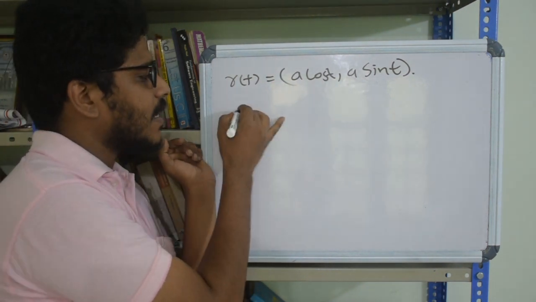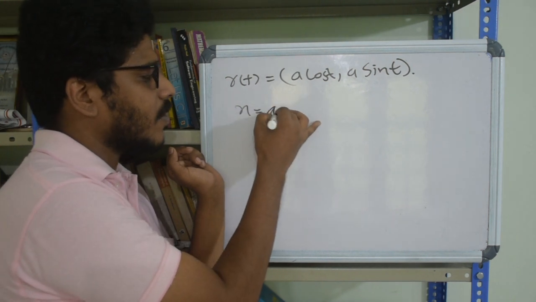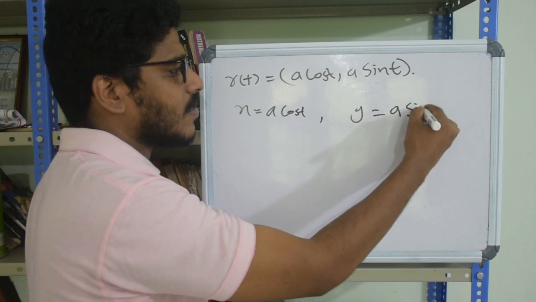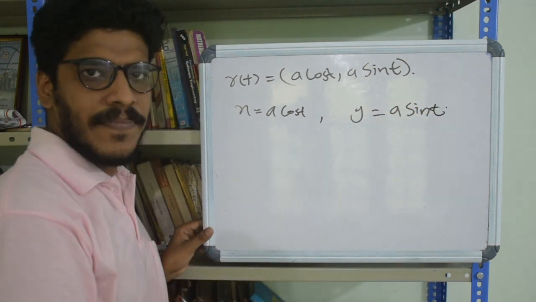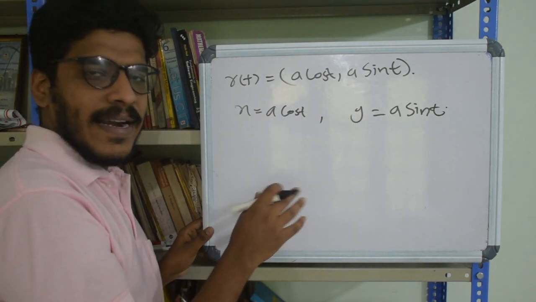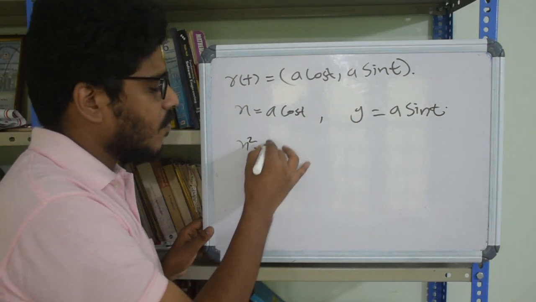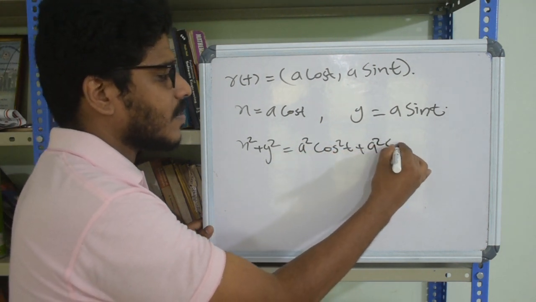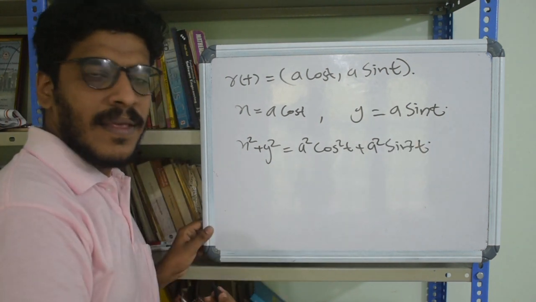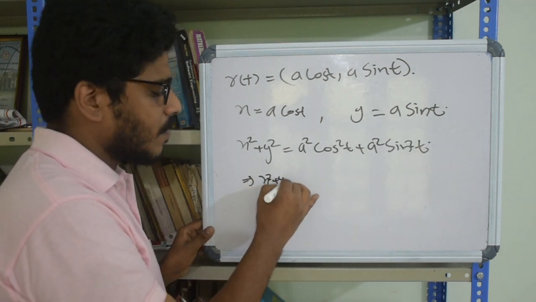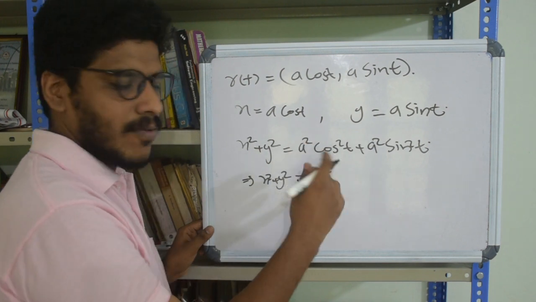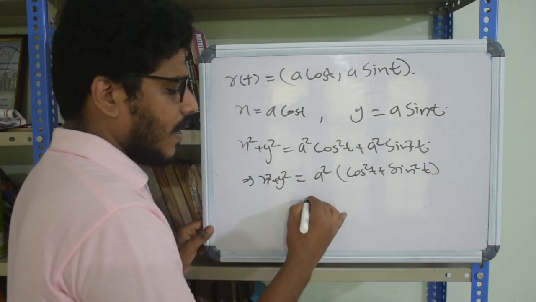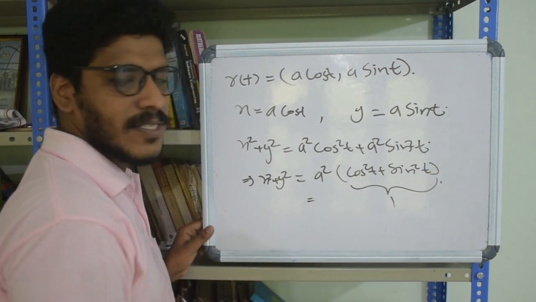We have seen that we identify x with the first coordinate component a cos t, and we have the second component identified with the second coordinate a sin t. Square them both and add them. What is x square plus y square here? a square cos square t plus a square sin square t. This is x square plus y square. a square can be taken outside, and we will have cos square t plus sin square t, and cos square t plus sin square t is 1.